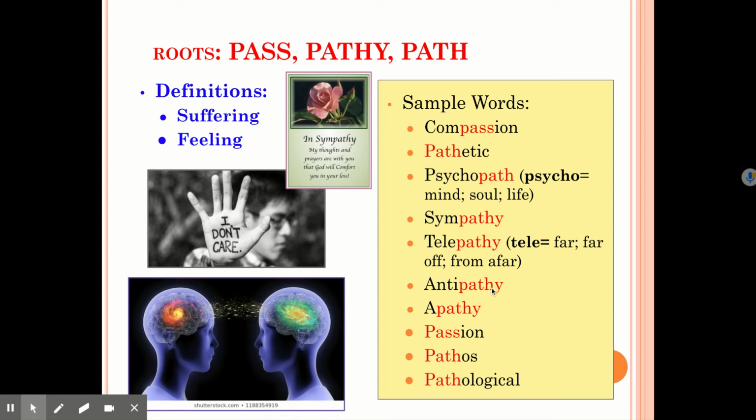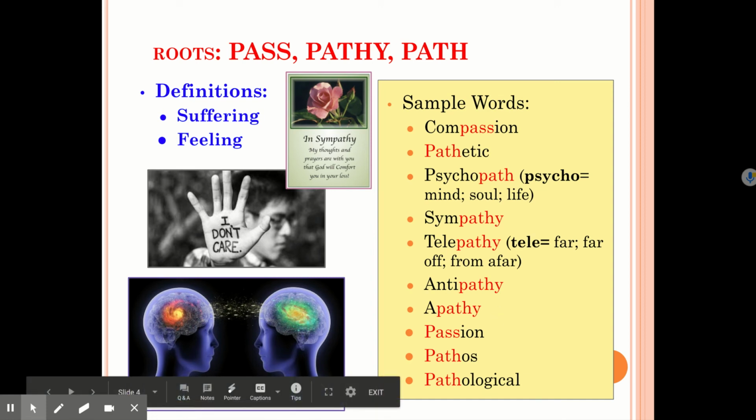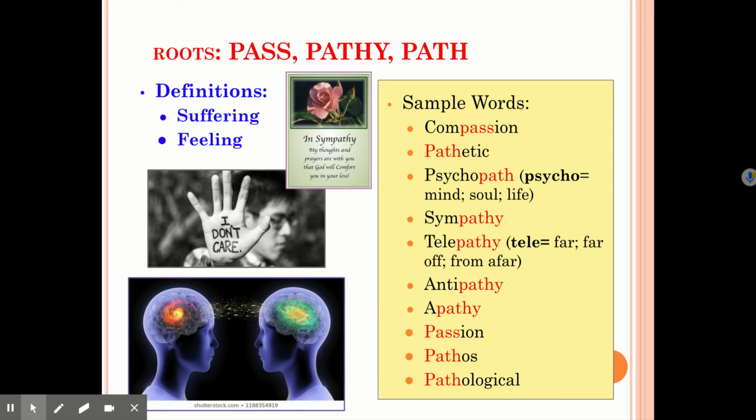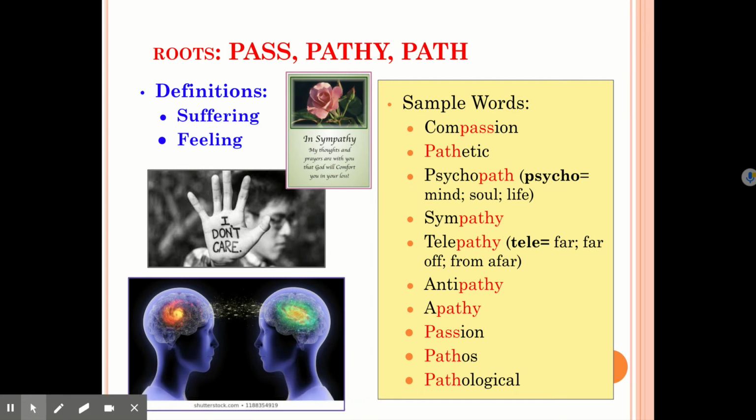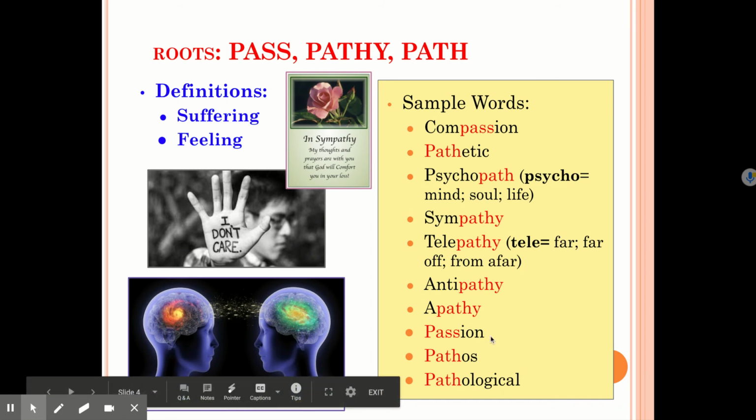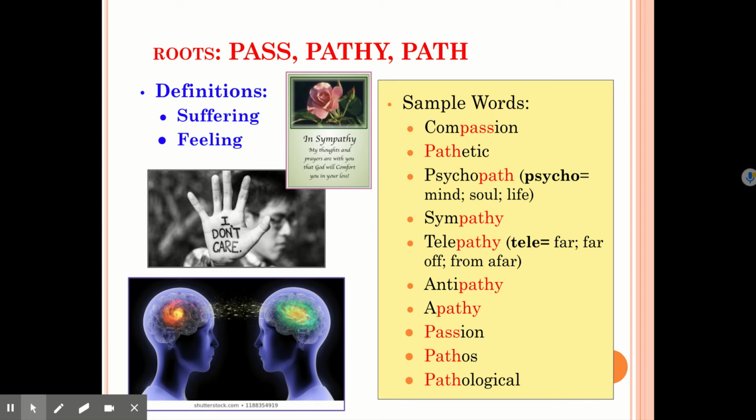Okay, then we have antipathy, feeling of strong dislike towards someone or something. Apathy, feeling of not being interested in something, basically having no feelings or not caring. So here in this picture, this person says, I don't care. Then we have passion, a very strong feeling of love. Pathos, the quality that a person, situation, film, or play has that makes you feel pity and sadness.